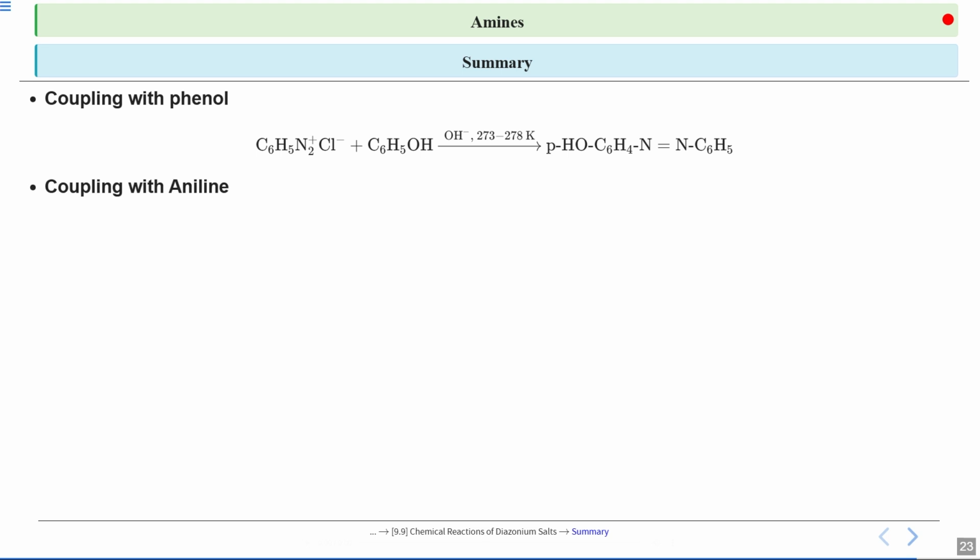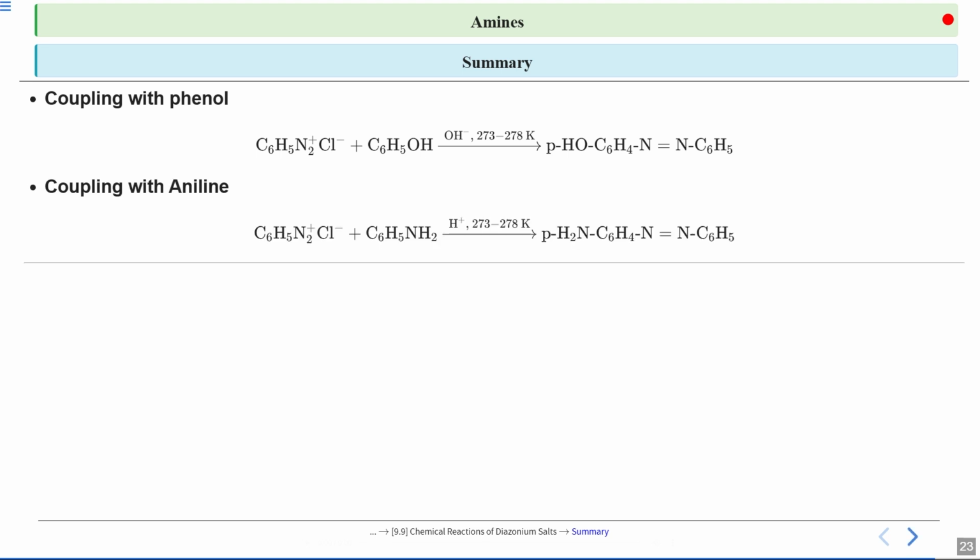Then we talked about coupling with aniline. In this reaction, when aniline reacts with this compound in presence of H+ at 273 to 278 Kelvin, we get para-aminoazobenzene, where the two benzene rings are connected by N double bond N and one ring has an amino group at the para position.